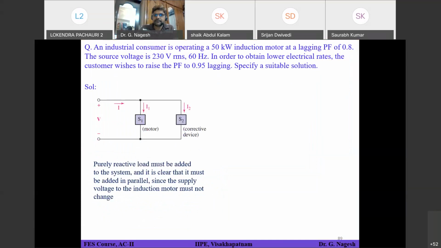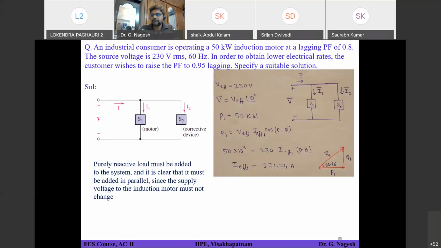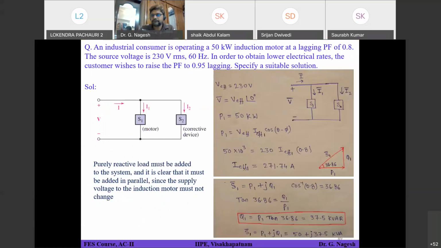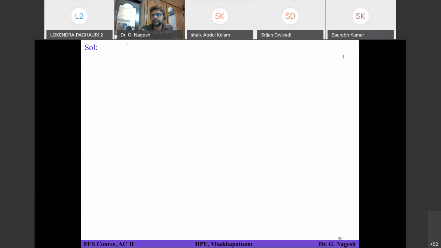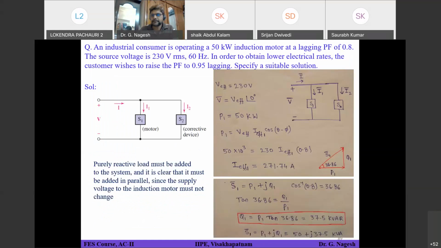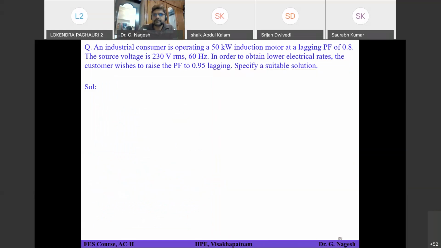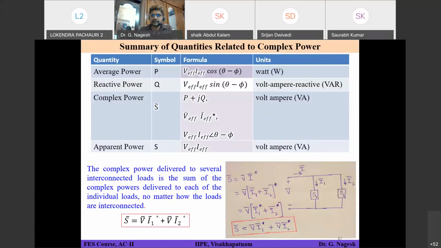Excuse me, sir. Sir, please come back to that slide, the previous one. This one. Yes, sir. In this, sir, reactive power is equal to V effective into I effective into sine of theta minus phi, sir. Sir, reactive power Q here.